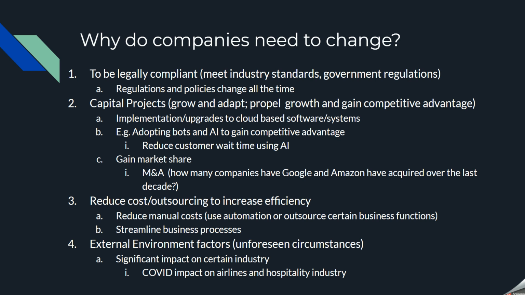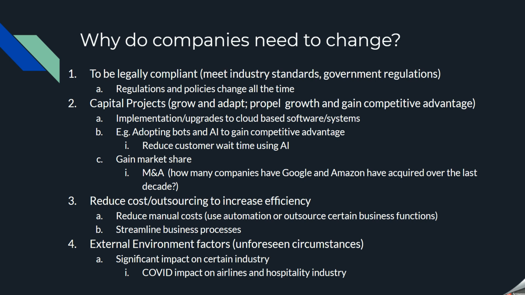As a systems business analyst, I've observed a lot of changes that companies go through in the last couple of years. And there are four main reasons why companies need to constantly adapt and change, especially when it comes to the technology landscape. Number one is to be legally compliant. They have to meet industry standards. They need to be able to produce certain reports for government regulations. And it's also because their internal business policies change all the time.